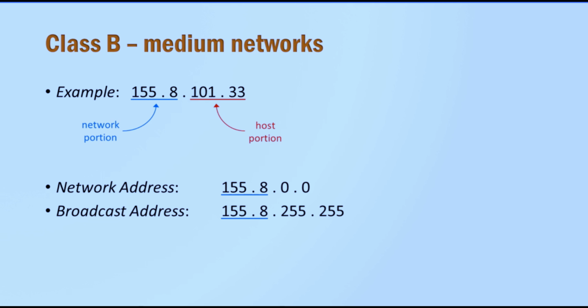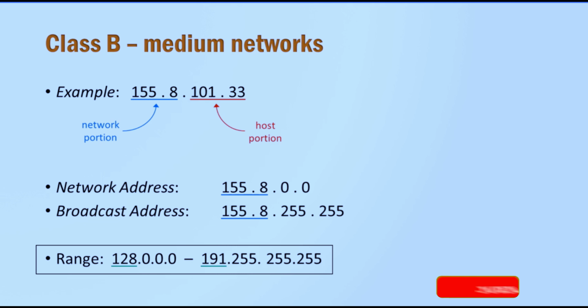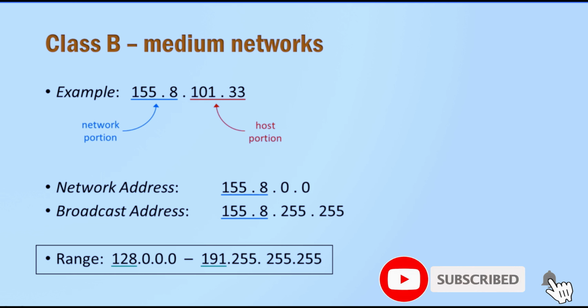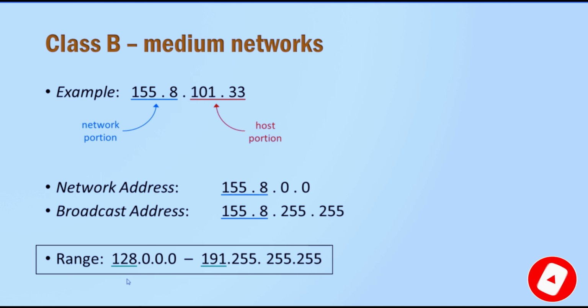And how do we know that an IP address belongs to class B? So again, we look at only the first octet. And if the first octet is somewhere between 128 and 191, that is a class B address.